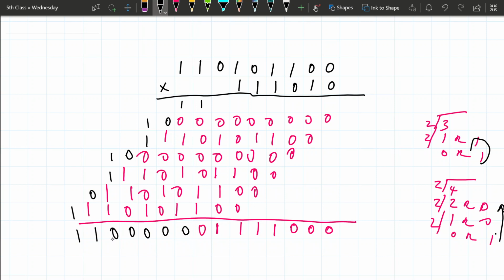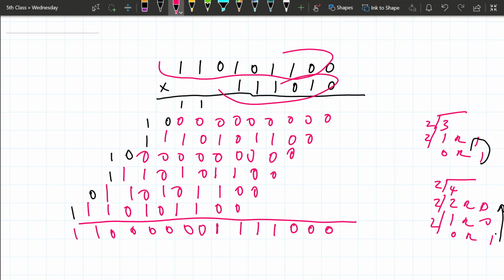And then change these colors into red. These 0 colors into red. Yep. So that's basically it. Change these ones into red. 0 0 0 0 0 1 1. So this is the answer. This is what we get when we multiply this number by this number. Okay, that's what we get.